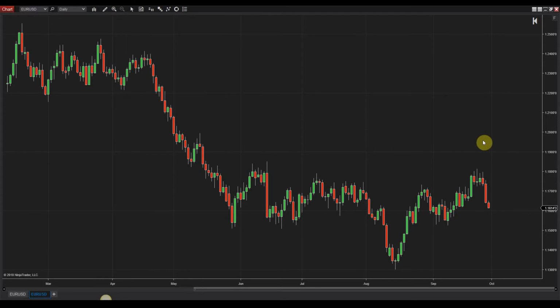Italian political shenanigans going on. So the anti-establishment parties have agreed on a budget proposal, but it's at odds with the Eurozone rules, the fiscal rules. So this is causing some flight from the euro.